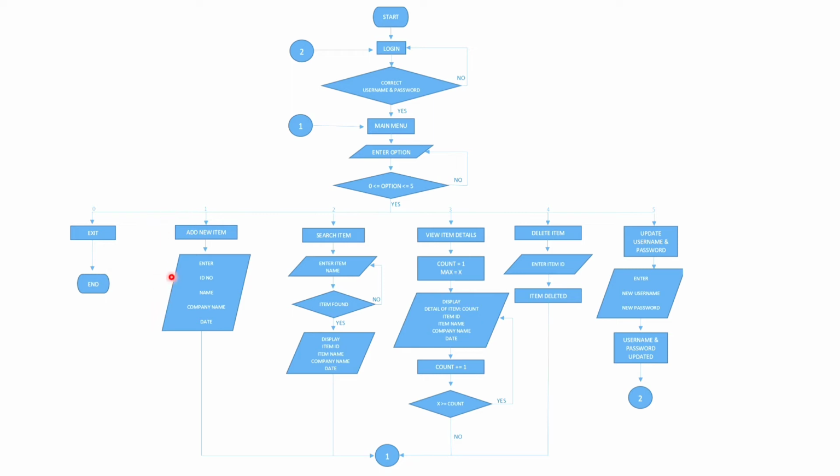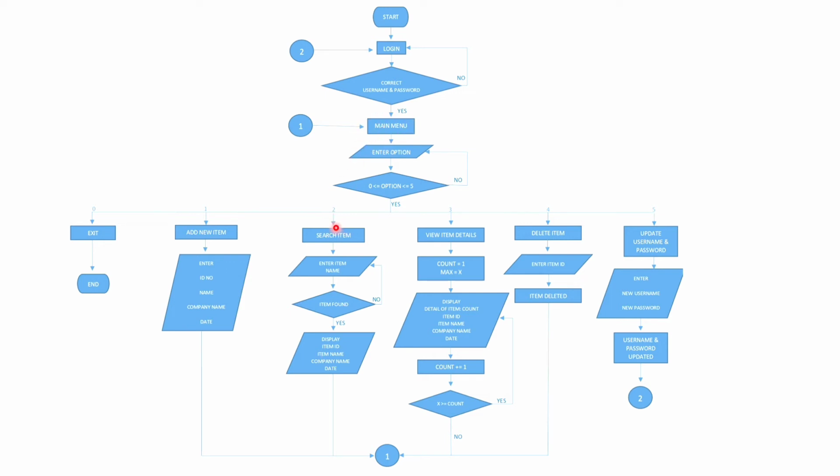For the second option, which is add new item, if we press 1, then it will ask to enter item details such as ID number, name, company name and date of the item. Once we enter all of these details, then it will return to the main menu again.